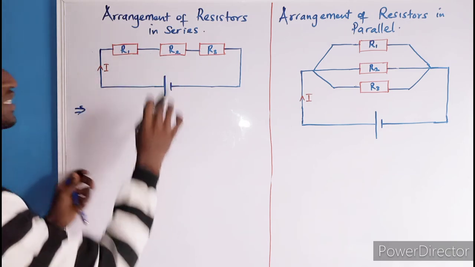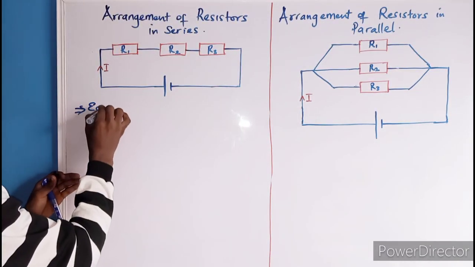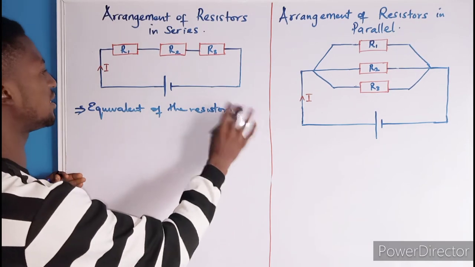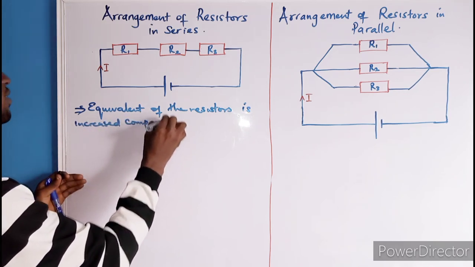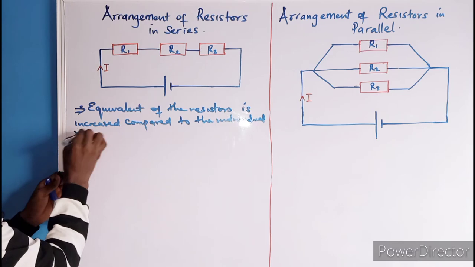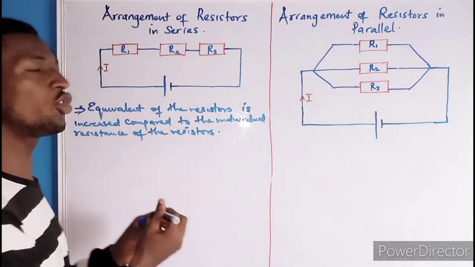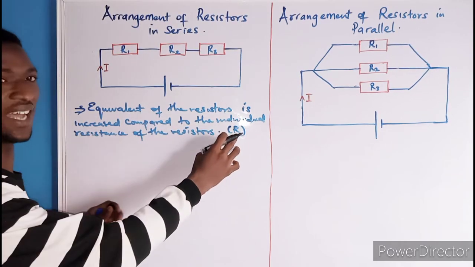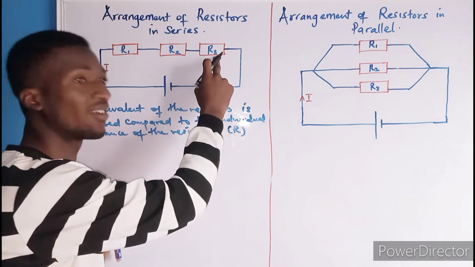when you arrange in series, the purpose of arranging in series is to increase the resistance value of these resistors. So in this case, the equivalent resistance of the resistors is increased compared to the individual resistance. Now, one thing you observe here is that if we make this equivalent resistance of the resistors to be R, you observe that the value of this R will be greater than your R1, it will be greater than your R2, and as well greater than your R3.